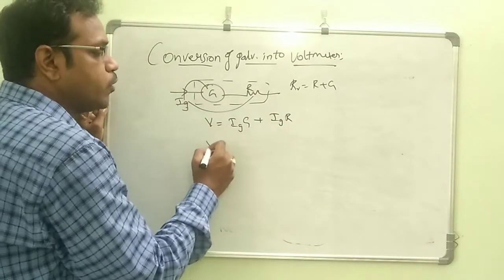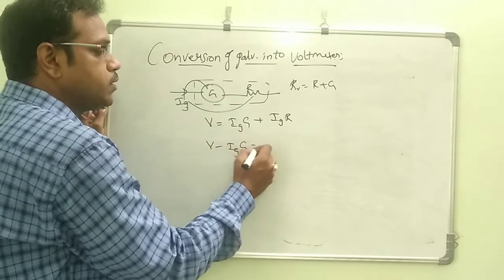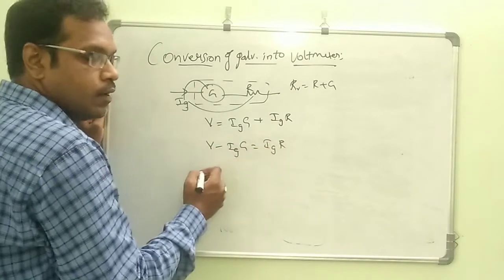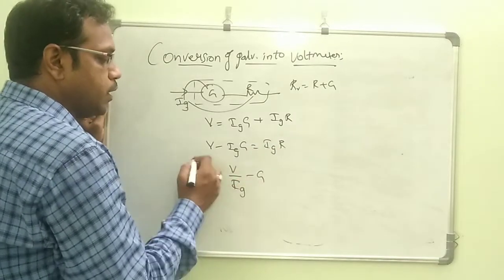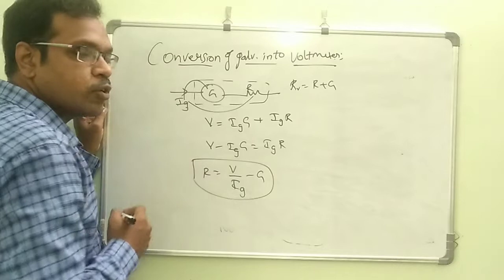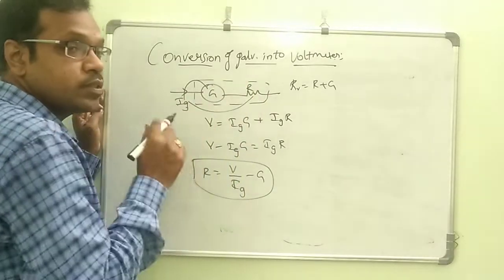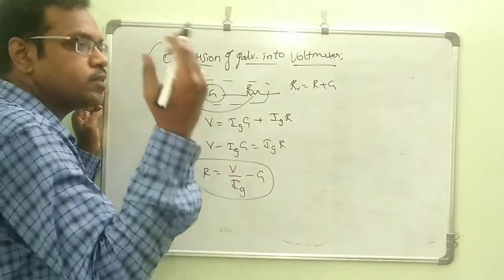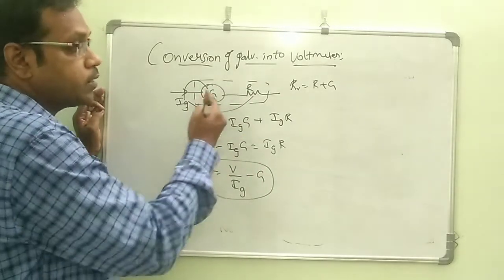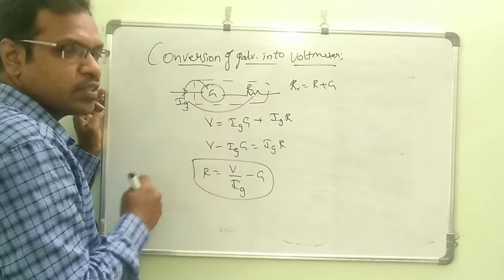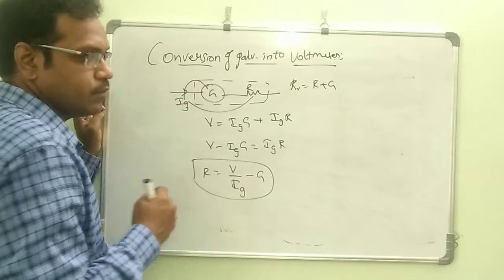From this we can find out V minus IgG is equal to IgR. So R is equal to V by Ig minus G. This is a formula to find out the resistance which is connected in series. Previously it was a shunt, but now we can't call it a shunt. It's a higher resistance, so it is connected in parallel also. Shunt is nothing but a small resistance.